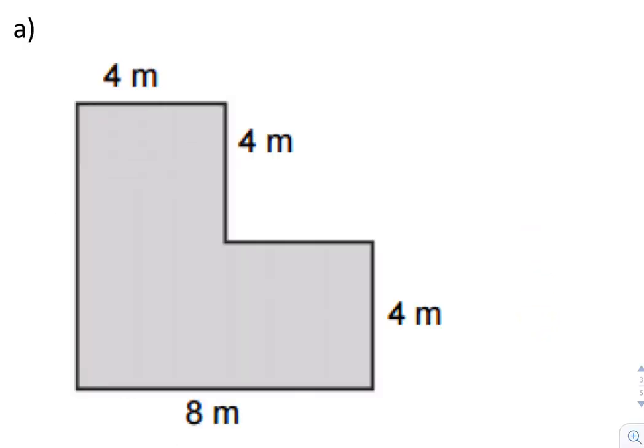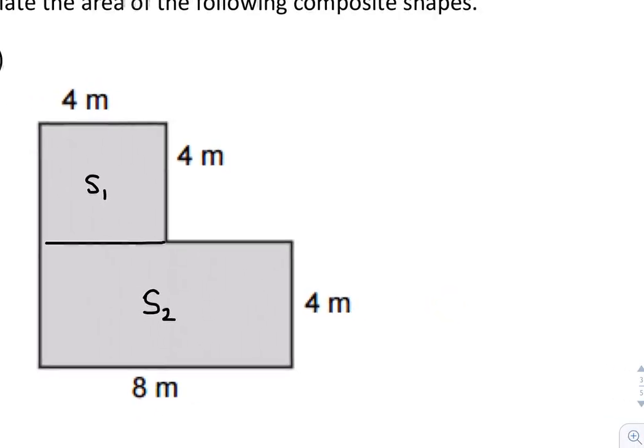So this first one. Our first step, we're going to split it into two different shapes. Now there's multiple ways to do this. We are going to just draw a straight line through the middle, because then we've got our measurements that we need. So we have our measurements for this shape being 4 and 4, and the measurements for this shape being 8 and 4. So I'm going to label them as shape 1 and shape 2, so that when I go to calculate the area, I can say I'm finding the area of shape 1 plus the area of shape 2.